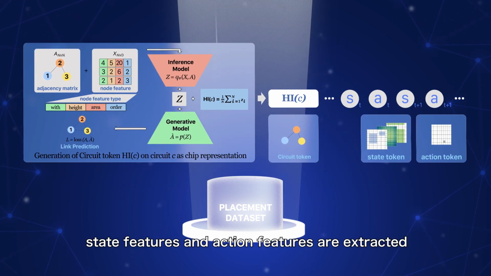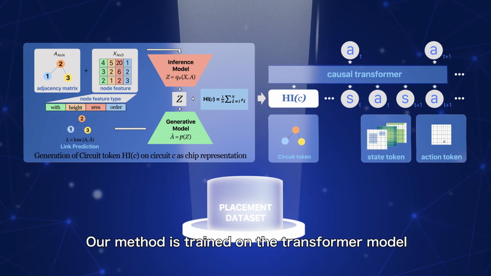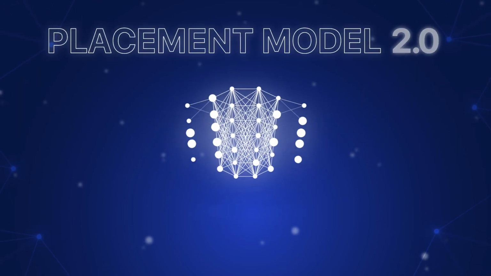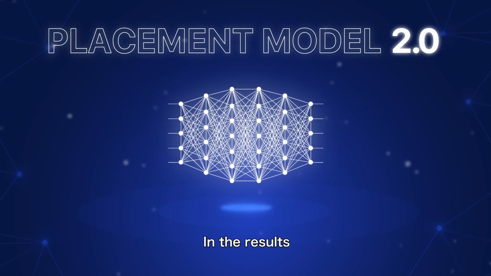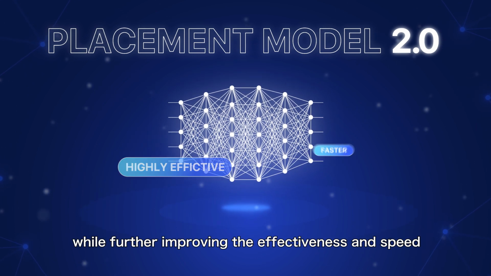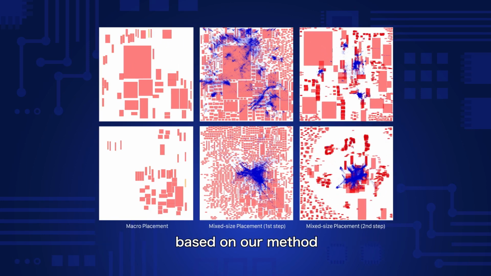State features and action features are extracted using similar methods as previously. Our method is trained on the transformer model to predict the next placement actions. In the results, ChipFormer can learn from existing placement experience while further improving the effectiveness and speed. There are some examples of placement results based on our method.